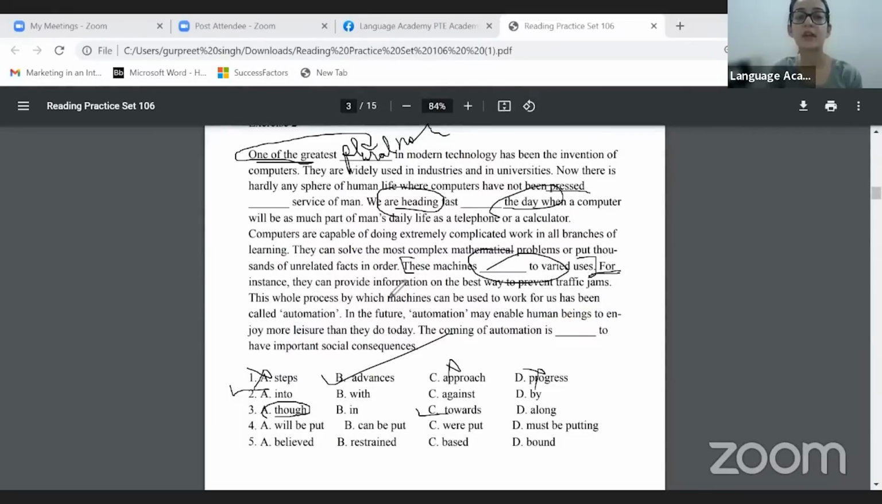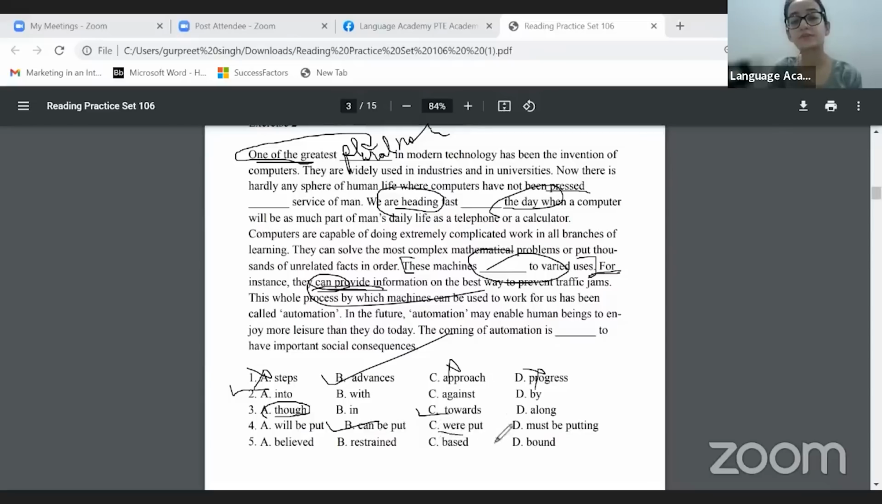For example, they can provide information on the best way to prevent traffic jams. So this is one example, which means they are trying to say they can do a lot of things. For example, they can do this thing. So what is the tense they have used? What is the modal they have used? So we'll also go with the same modal, that these machines can be put. The example is also given in can.